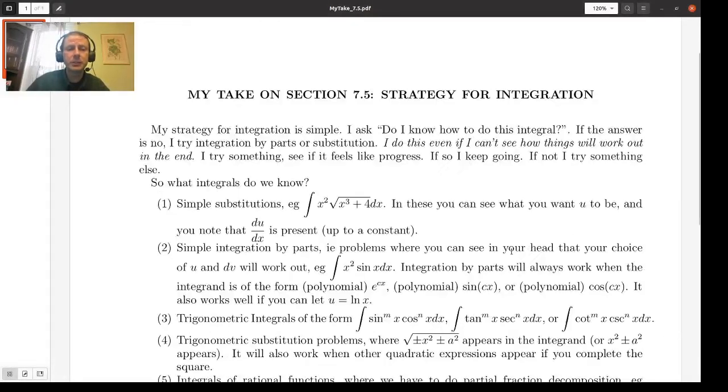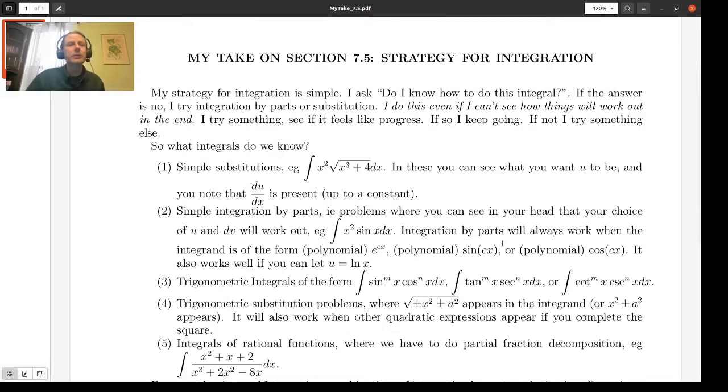Now all this is contingent on knowing what integrals you know. In case you haven't built up strong intuition yet as to what integrals you know, I'll run through what we've learned so far. The first technique we learned was substitution. We know when a simple substitution is going to work. I call it a simple substitution if you can figure out what u is going to be just by looking at it, and you observe that du/dx is present, which guarantees that the substitution is going to work. For example, in this integral, I can tell right away that u equals x cubed plus 4 is going to be a good substitution because du/dx is 3x squared, and up to a constant du/dx is showing up.